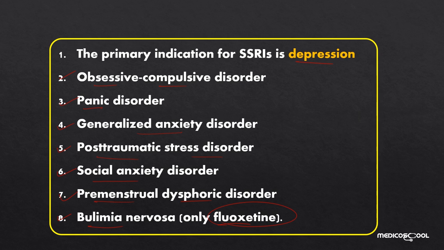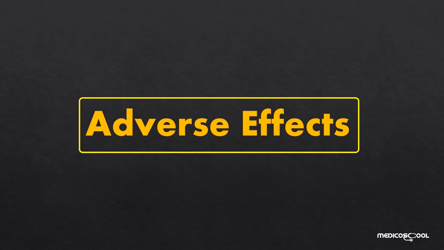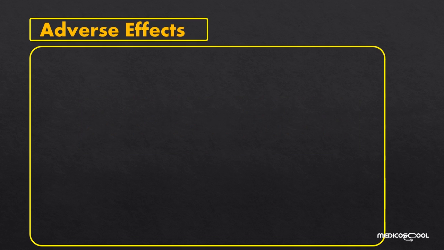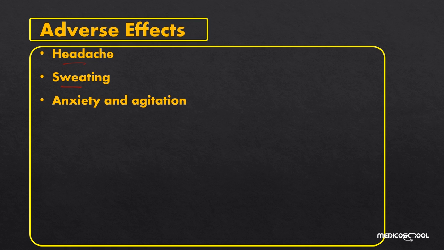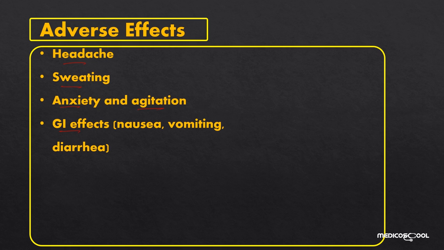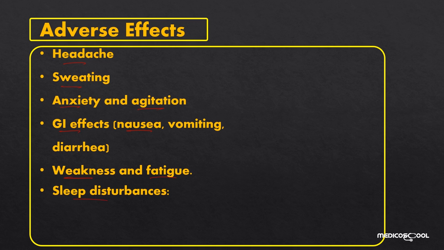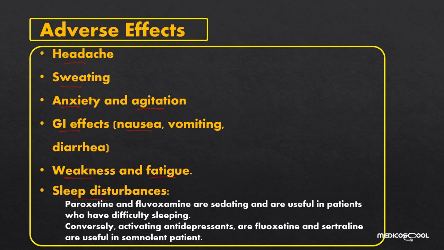Now let's talk about the side effects of the SSRIs. The first side effect is headache. The second is that it can also cause sweating. It can also cause anxiety and agitation. It can also cause GI related signs and symptoms like nausea, vomiting and diarrhea. It can also cause weakness and fatigue. Sleep disturbance. And the sleep disturbance may be that it increases sleep, or it decreases sleep.